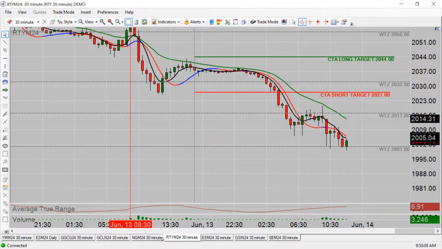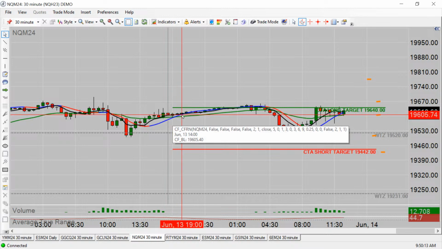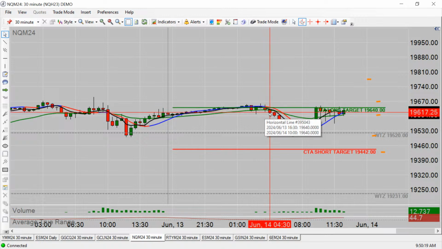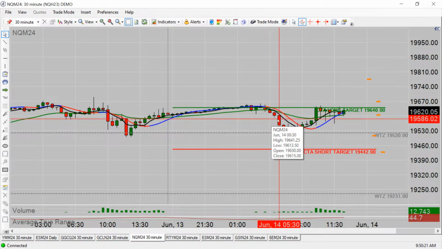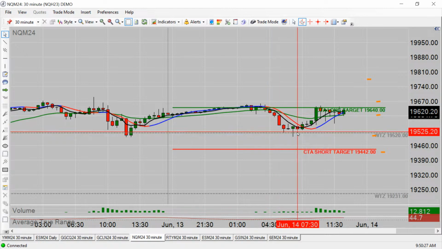On the NQ, here's where we opened last night. Above the BBC, ran right up to the target, consolidated at the target, got below the BBC, and dropped to the weekly zone, which held as support.